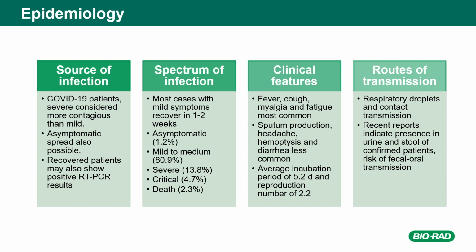The routes of transmission are primarily respiratory droplets and contact transmission, though recent reports indicate presence in urine and stool of confirmed patients, leading to risk of fecal-oral transmission. Stopping the spread is important, and avoiding prolonged and future outbreaks involves similar personal measures to what we have already been implementing, such as mask, hand washing, social distancing, along with ample testing and contact tracing.